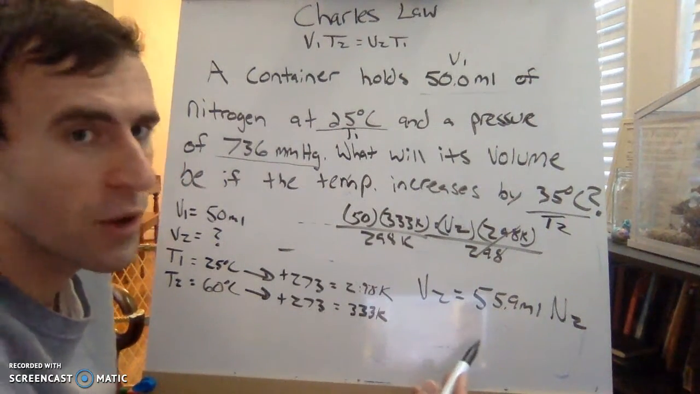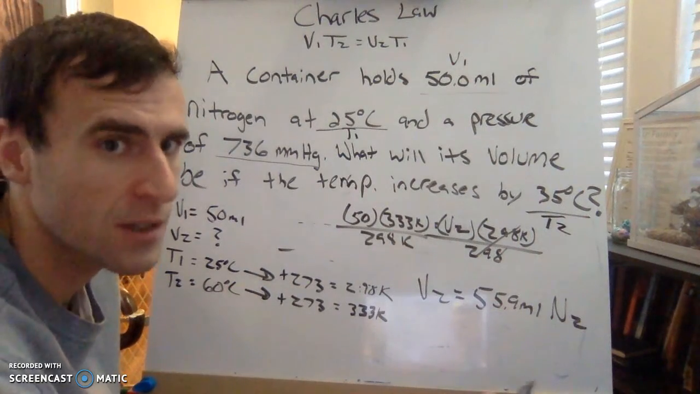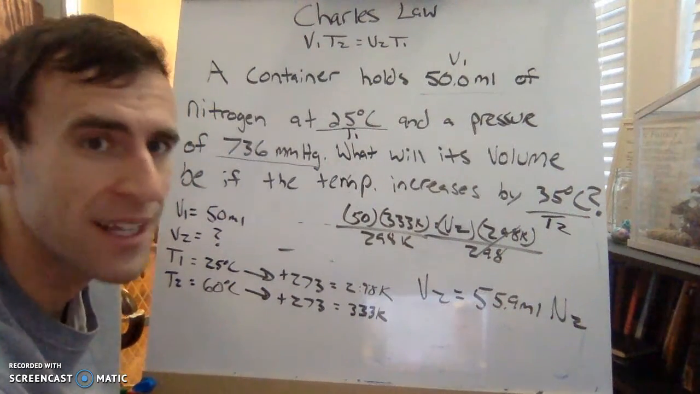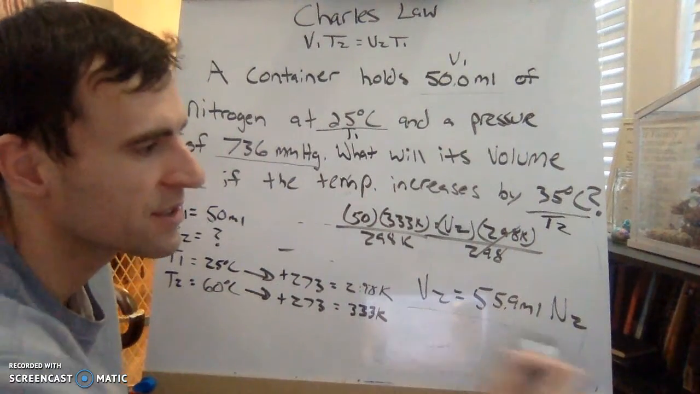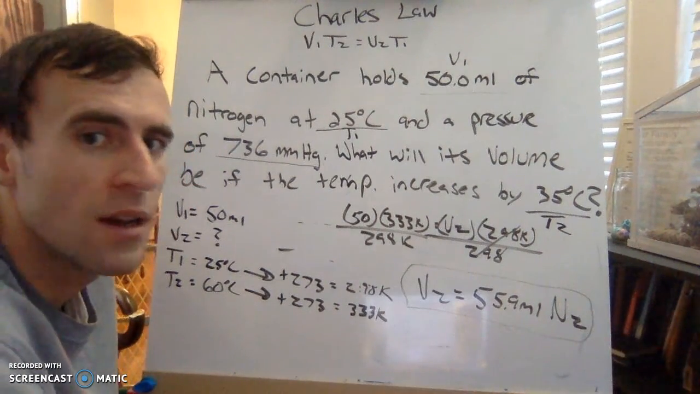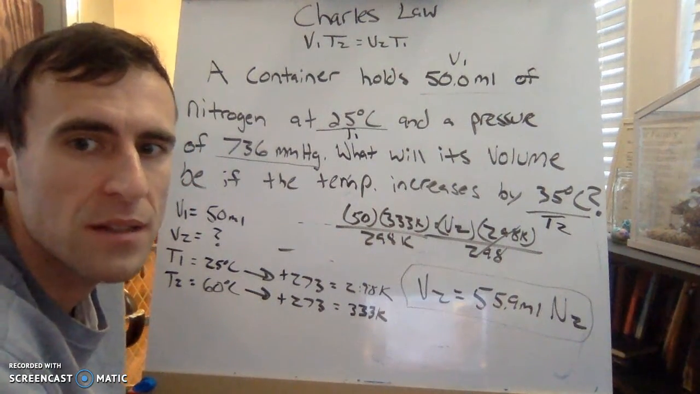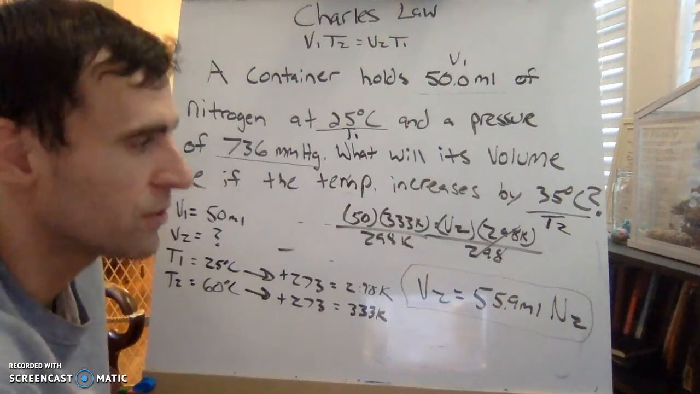If we showed a lower number than 50 milliliters and it went down when the temperature increased, that's not the right relationship. That means your answer is wrong. But here, this is your correct answer. 55.9 milliliters of nitrogen. That's V2.